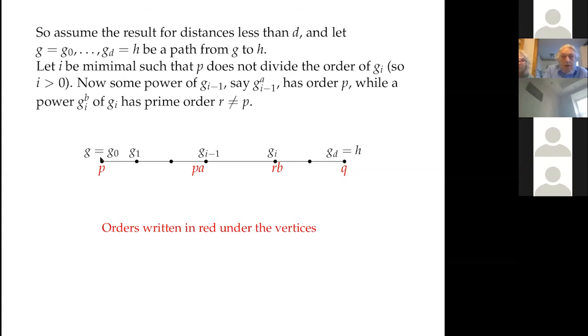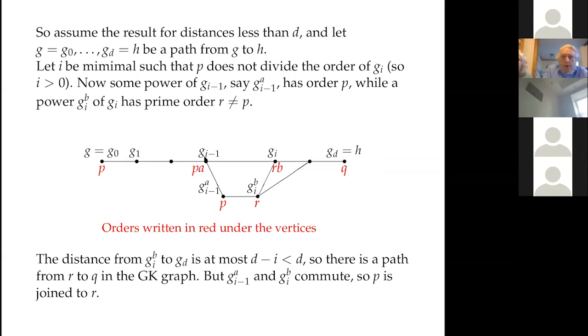I'm going to start off at G, which has order P, and I'm going to go along until I first hit an element whose order is not divisible by P. That must occur because H has order Q, which is a prime different from P. So I look at the first place where that occurs. So this element has order divisible by P, this one not. So then some power of this has order P, and some power of this has order R different from P.